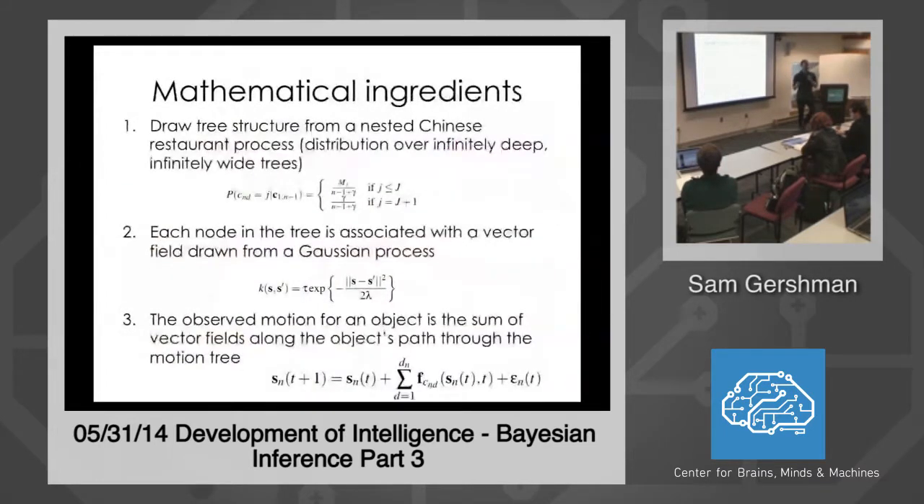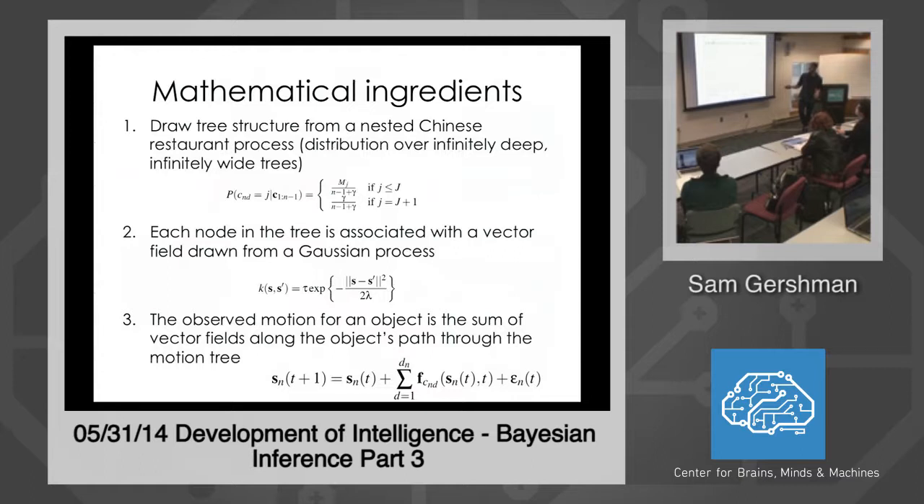So we assume that the tree structure is drawn from a nested CRP. So remember, the nested CRP is a probability distribution over trees that can be potentially infinitely deep and infinitely wide. So this allows the model to adaptively select how many motion components there should be to analyze a particular image. And then each node in that tree is associated with a vector field that's drawn from a Gaussian process. And the Gaussian process basically imposes something like the smoothness constraint that was in the Weiss and Adelson theory.